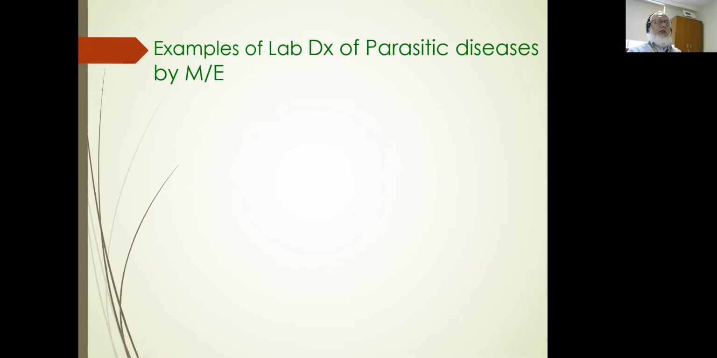Now let us examine the laboratory diagnosis of parasitic disease by microscopy. As we have said, virtually all parasitic diseases can be diagnosed by microscopy. Let us see the examples. Intestinal amoebiasis is diagnosed by microscopy of stool, and you can get either cyst in chronic cases or trophozoite in acute cases or loose stool. For hepatic amoebiasis, liver aspirate for trophozoite. Another common disease, giardiasis, can be diagnosed by microscopy of stool for cyst or trophozoite.